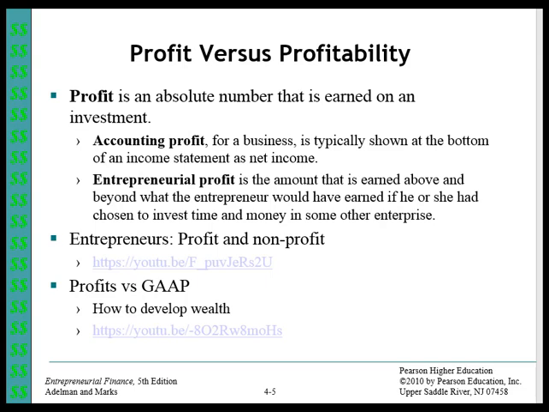So profit is the start of this number. It's an absolute number. It's an accounting number. So the accounting profit is typically what's at the bottom line of the income statement. It's created by the accounting mechanism, the system itself, right? It's the bottom line, right? Entrepreneurial profit, though, is the amount that's earned above and beyond what that entrepreneur could have earned if they had chosen to invest their money in some other enterprise. In other words, entrepreneurial profit is essentially an opportunity cost question.